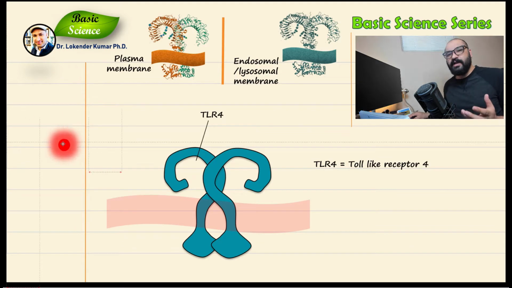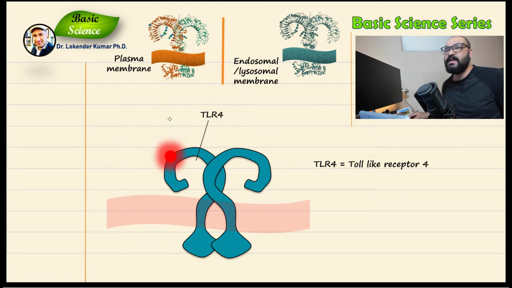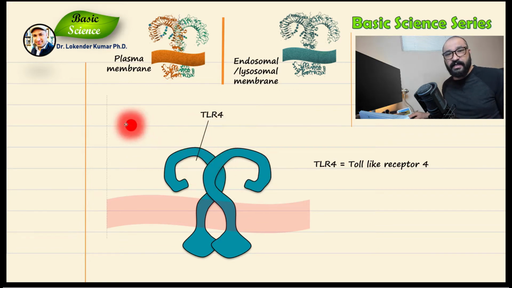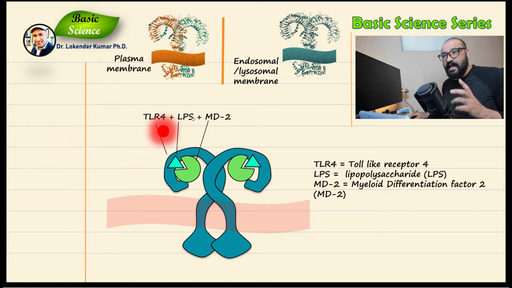In the next slide, I'm showing you the schematic representation of the specific toll-like receptor 4. Let's say we have this toll-like receptor 4 present on the plasma membrane, and we all know, I'm sure you have remembered the ligands for different toll-like receptors, and for toll-like receptor 4, the ligand is lipopolysaccharide. So here is our toll-like receptor 4 present on the plasma membrane.